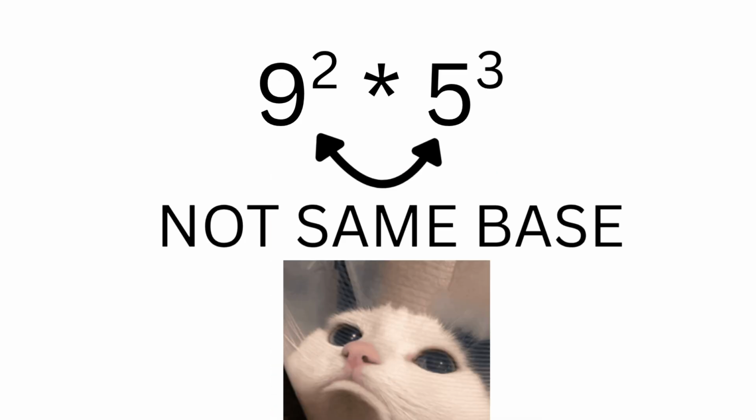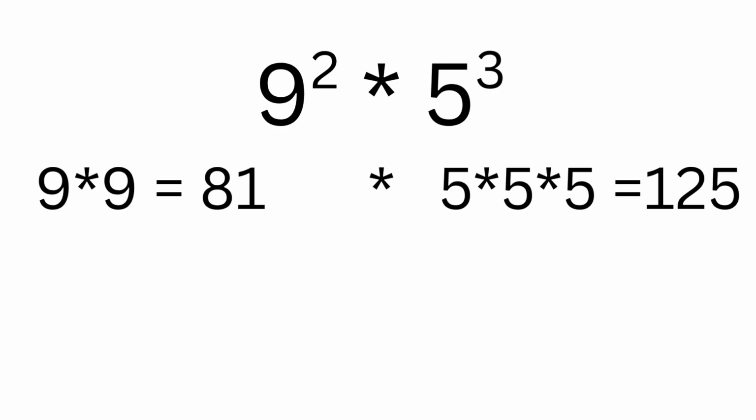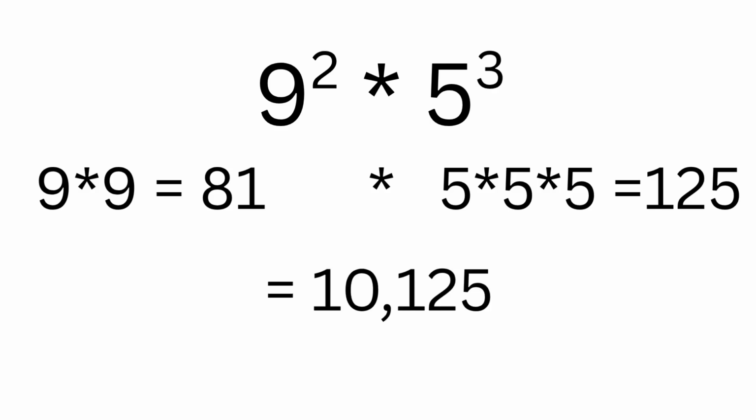Thus, we cannot simplify them together to form one unique exponential expression. Instead, we would have to solve each individual exponent and multiply them together. So 9 to the power of 2, also known as 9 squared, equals 9 times 9, which equals 81. And 5 to the power of 3, which is also 5 cubed, equals 5 times 5 times 5, which is the same as 125. So we get 81 times 125, which equals 10,125.